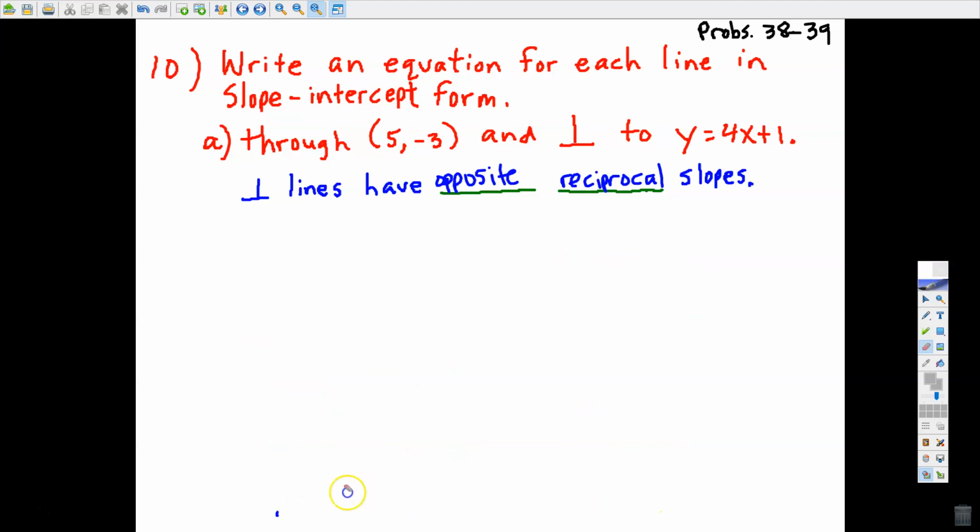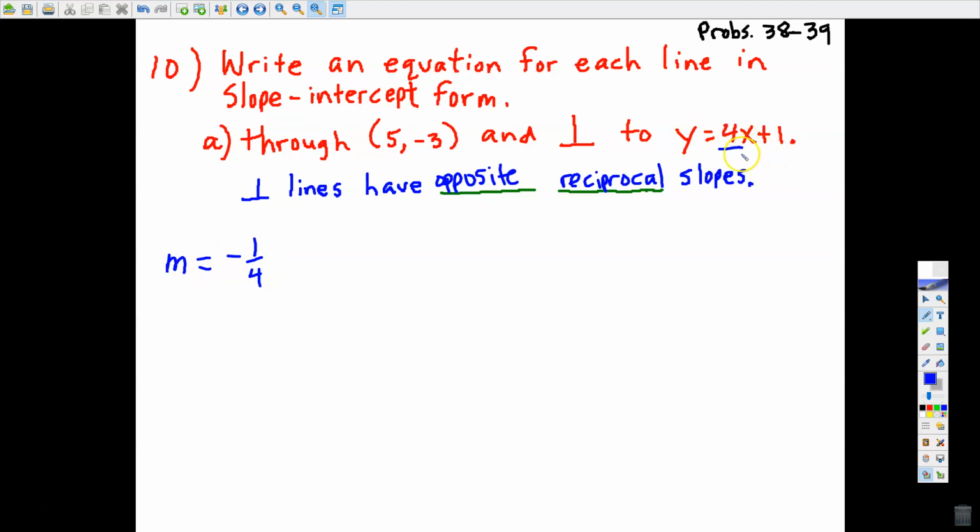Hopefully that kind of sets up what we're going to be doing with this problem. So I know that the line that I have to write the equation for goes through this point, and it's perpendicular to this line. Well, the slope of the given line is 4. So the slope of the line I'm going to write that's perpendicular to this is going to be negative 1/4. Okay? The only purpose for giving me this equation is to help me know what slope to use. And now I'm done with this.